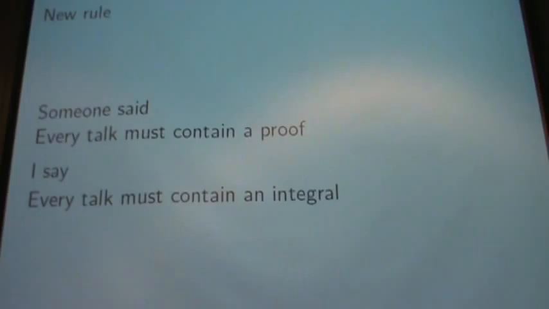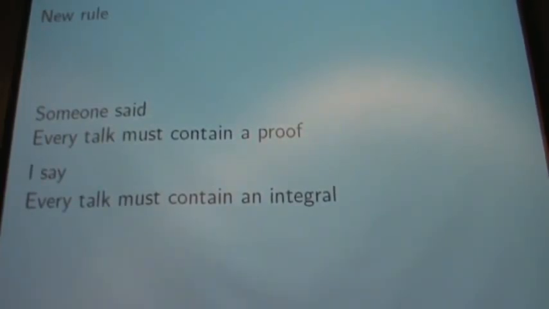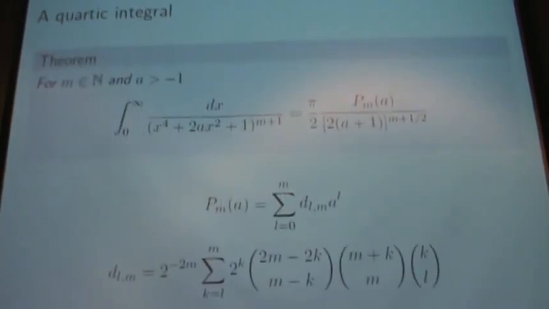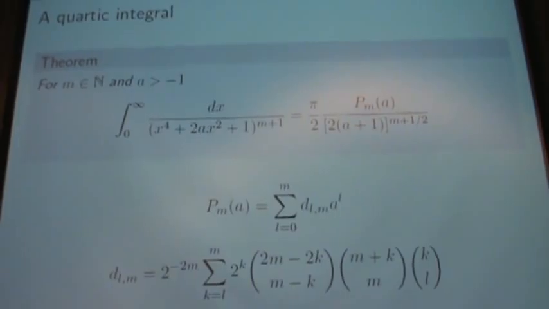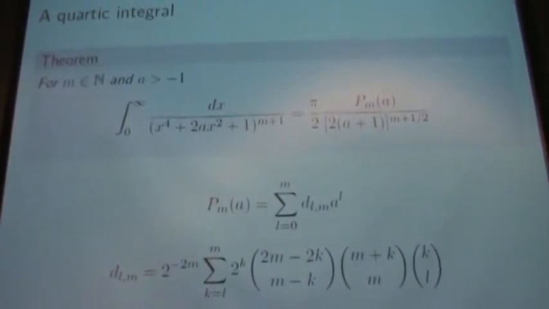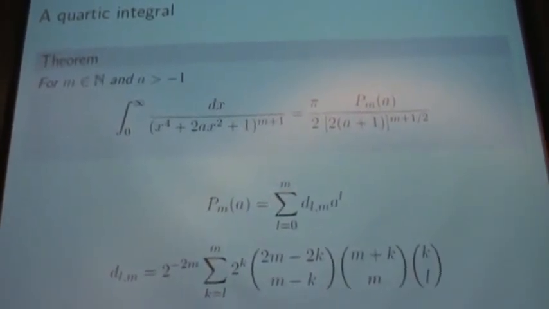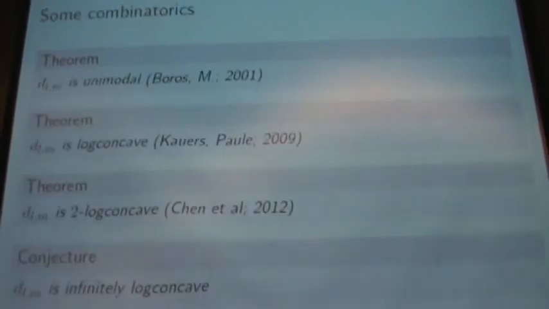Someone said every talk must contain a proof. I say every talk must contain an integral. But because of time, I will skip this. This is an integral that we played around with for a long time, and we now understand these numbers completely for p equal to 2. Odd primes are more difficult.